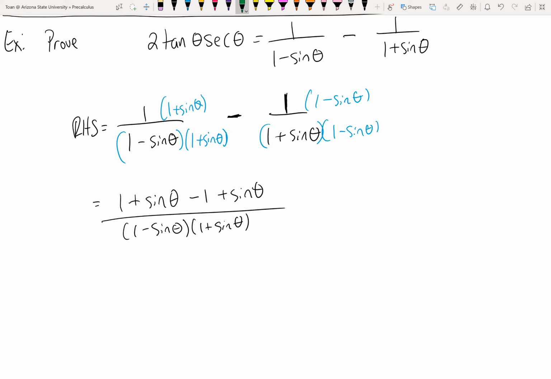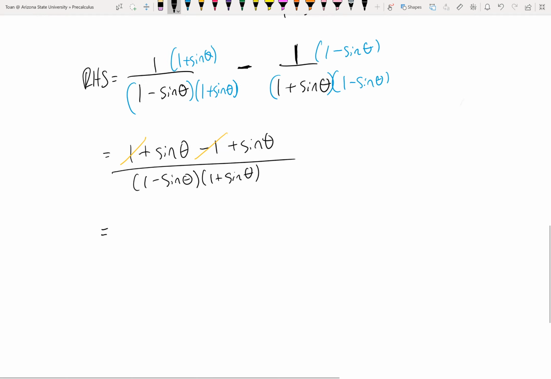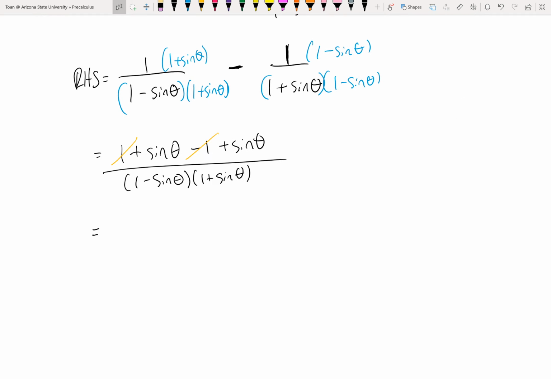Here, we can see that the 1's cancel out, positive 1, negative 1. But we have 2 of these signs on top. Nothing will cancel out with the denominator, so that signals to me that I should probably multiply out the denominator. So this is a case where nothing cancels, so you go ahead and multiply it out. So we have 2 sine theta over 1 minus sine squared theta, right? Difference of 2 perfect squares.